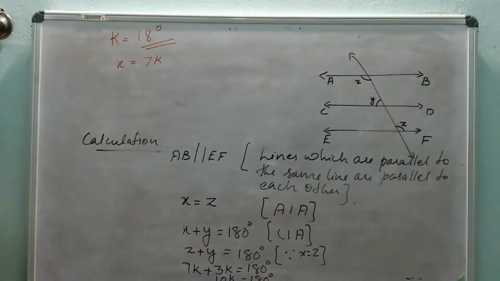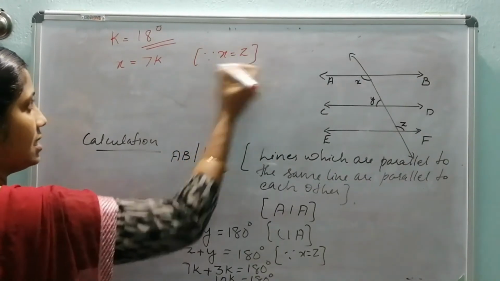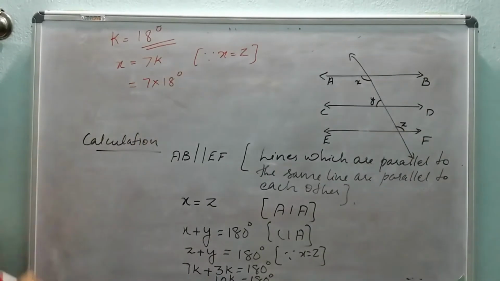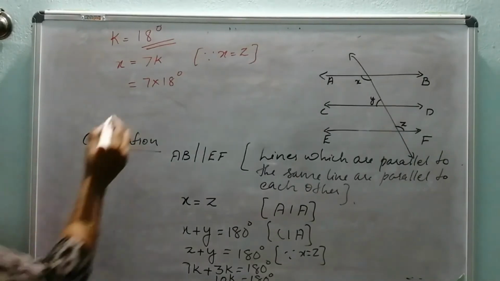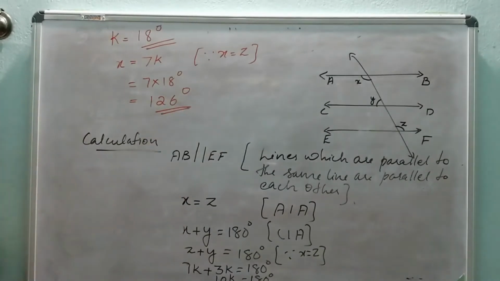Its x is equal to z, that is equal to 7k. Since x is equal to z, that is equal to 7 into 18 degree. 7k is equal to 7 into 18 degree, that is equal to 126 degree. So the value of x is equal to 126 degree here. So look at the question once more.